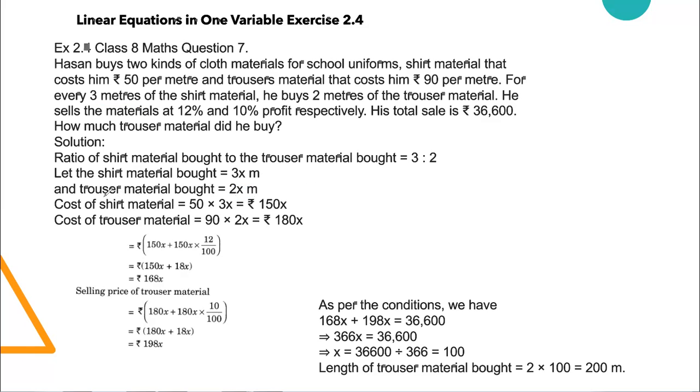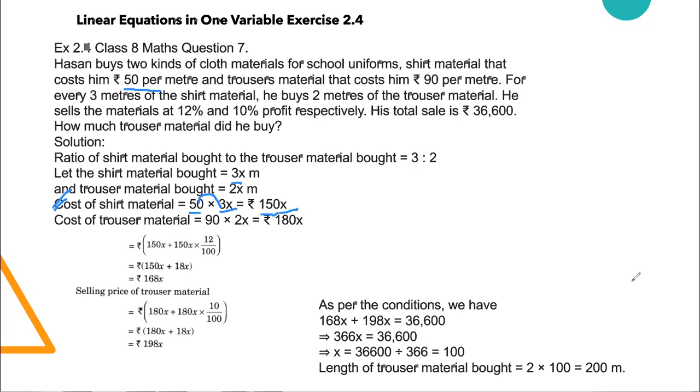Okay. Now, cost of shirt material. How do we find out the cost of a shirt material? It is quite simple. I told you to focus on this point, which is rupees per meter. So per meter is 50, which is multiplied by the material that he bought. That was 3x. So we'll multiply it with 3x. So 50 into 3 is nothing but 150, and x is written.